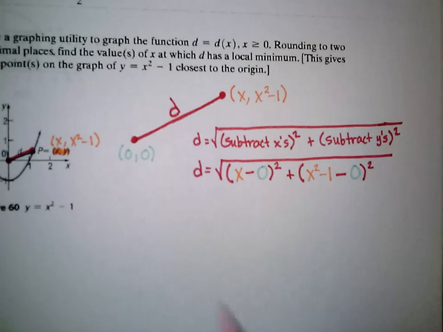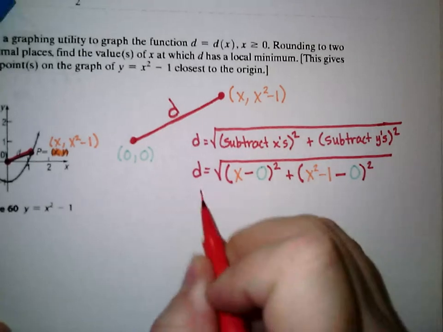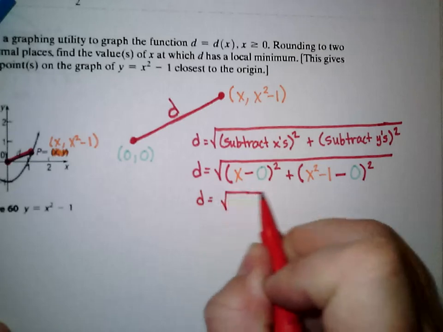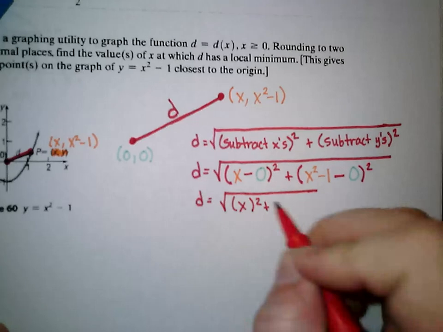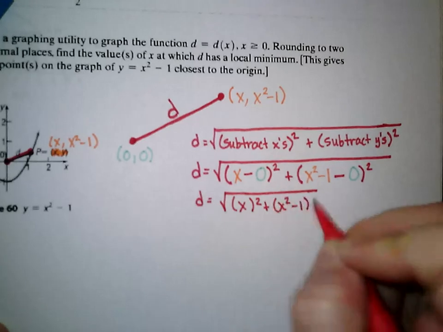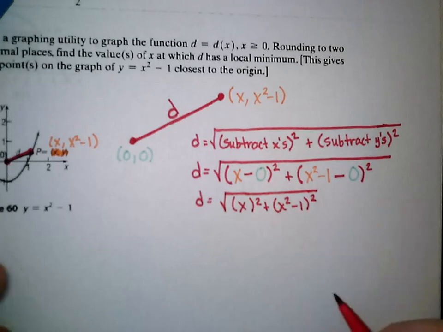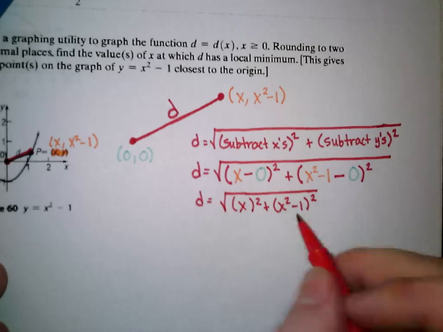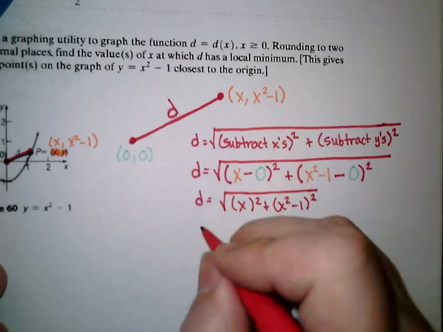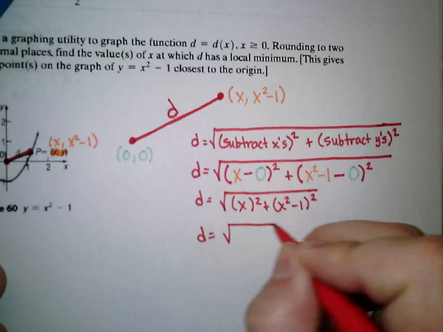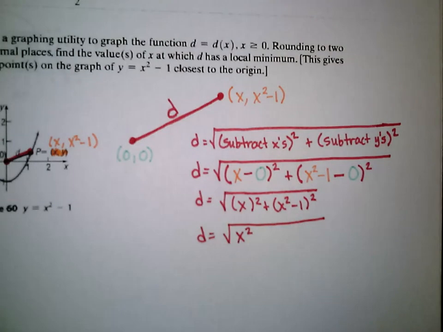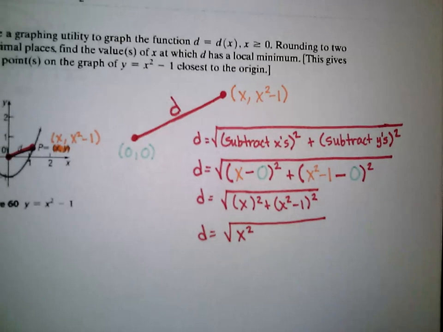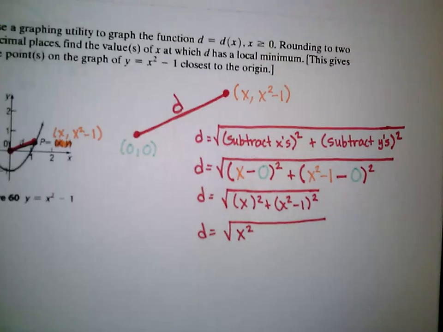So I'm going to continue working through that distance formula. That's going to be just x squared plus x squared minus 1 squared in this case. And then I'm going to need to FOIL that x squared minus 1. So I'll do that off to the side here. Let me get something plain. Here we go.